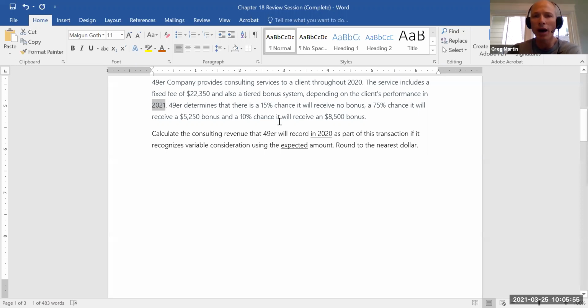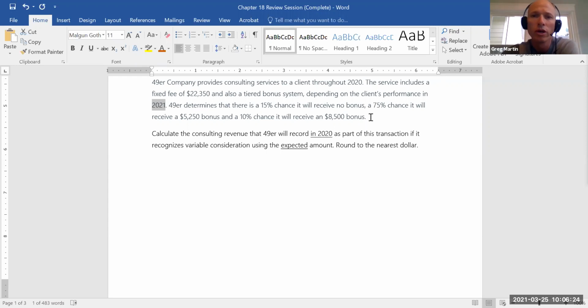And so, under US GAAP, if you can estimate the amount of bonus or revenue that's variable in the future, then you should record it at the time the performance obligation was completed. And in this case, we can do that. We have enough information to reliably estimate the expected amount. Another option would have been the most likely amount.